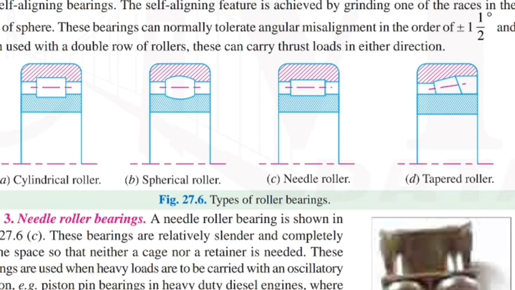And next one is the taper roller bearing. Taper roller bearings carry both radial and thrust loads. So this is about the classification of roller bearings as well as ball bearings in rolling contact bearings.